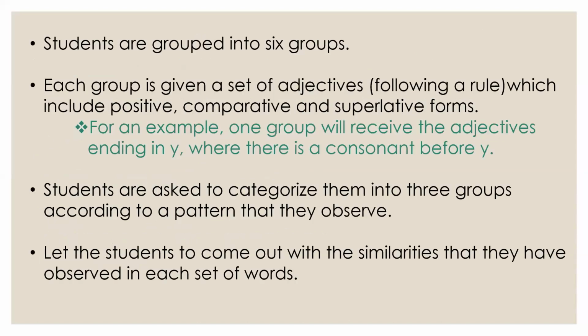So for that, first I will divide the students into 6 groups, and each group is given a set of adjectives following a rule. For example, one group will receive the adjectives ending with Y and before that a consonant. As well as those adjectives, comparative and superlative forms are also given. Then I'm asking them to categorize them into 3 groups according to a pattern, and let them observe and come up with what they can tell about that adjective, how it is formed.